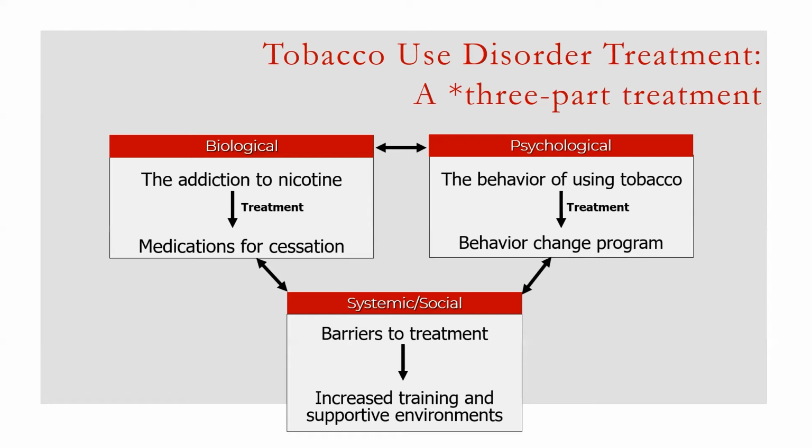But today our focus really is on the 3rd big element that our clinical practice guideline supports, and that is the systemic or social aspect. And that is really going to address how do we increase training so that we can increase access to care and provide the most supportive environment for clients who want to receive treatment for their tobacco use disorders.